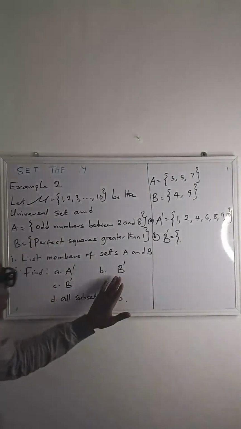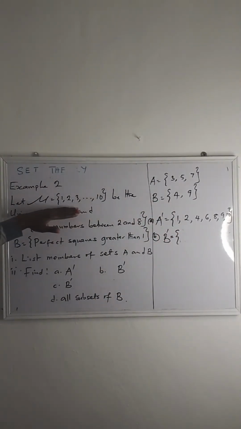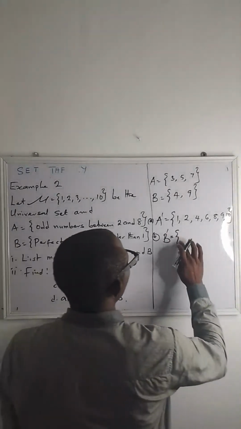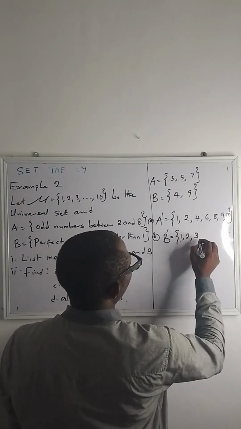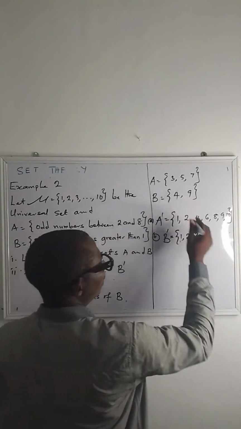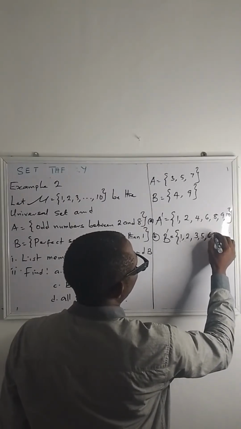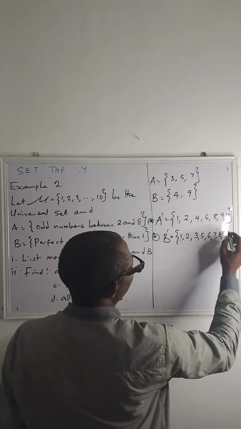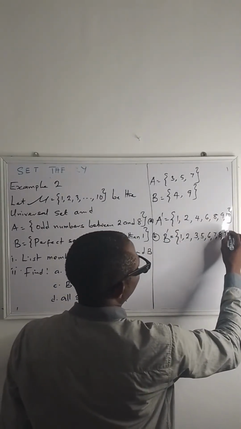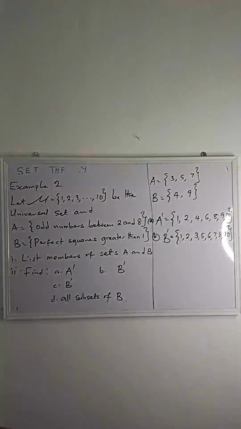B complement are those elements that are not in B, but they are inside the universal set. We can go ahead and list. The first one is 1, followed by 2, 3. You must not list 4. 4 is in B. So we have 5, 6, 7, 8. 9 is in B, you can't list this. So we have 10. So this is going to be the answer to that problem. All right, good.